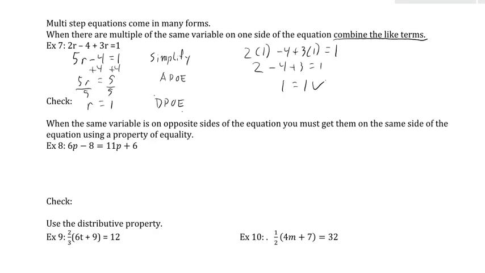Another very common type of multi-step equation is when variables are on opposite sides of the equal sign. When they're on opposite sides, in general, you want to get them on the same side of the equal sign using a property of equality. It doesn't matter which side you get them on, you're still trying to get the variable by itself. Lots of people like to put it on the left-hand side. Lots of people like to subtract whichever one is smaller. Doesn't really matter which one you do here.